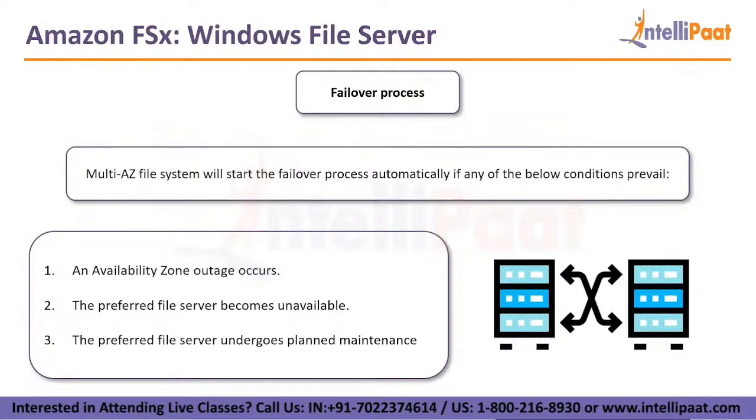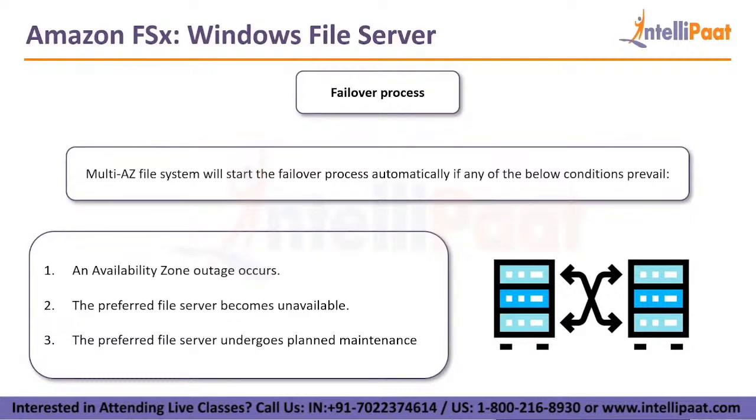Okay, so there's also a failover process, guys, for Windows file servers. So there's a multi-availability zone file system available. So when you select it, it will start the failover process automatically if any of the below conditions prevail. So if any of those below conditions which I have provided here happens, the multi-AZ file system will start the failover process automatically.